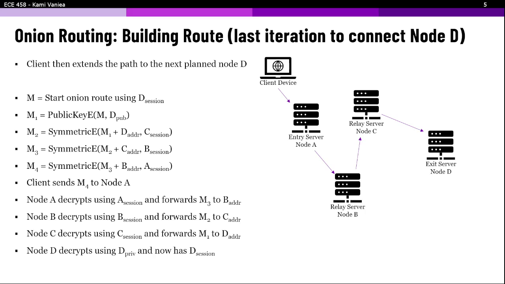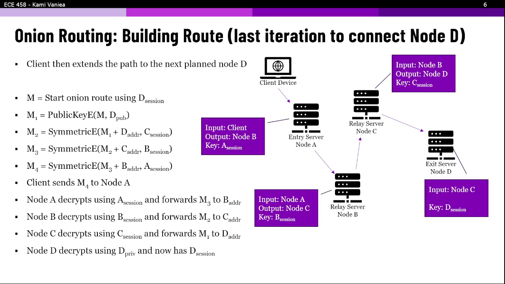Node A then decrypts it. It can decrypt it because it has its session key. So it decrypts it using the session key, and it goes, I have an encrypted object. I shall send it on to the address it says. It drops it on the network and forwards it to the B address. Node B then decrypts it using the B session key and forwards it on to the C address. Node C decrypts it using the C session key and forwards it to the D address. And node D decrypts it, and now it has the D session key. Now all the nodes have this state. Each one of them knows the node they're getting it from and the node they're sending it to.